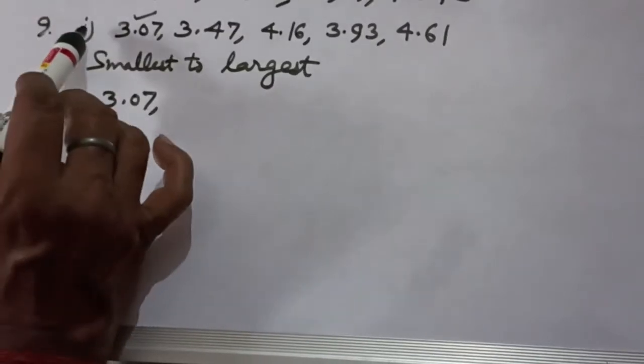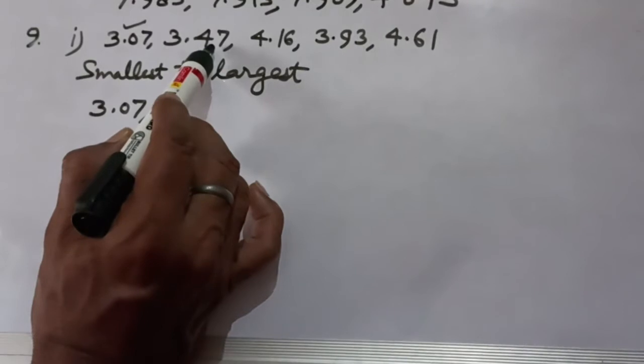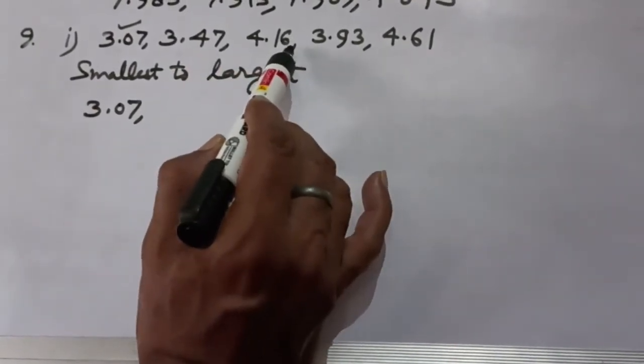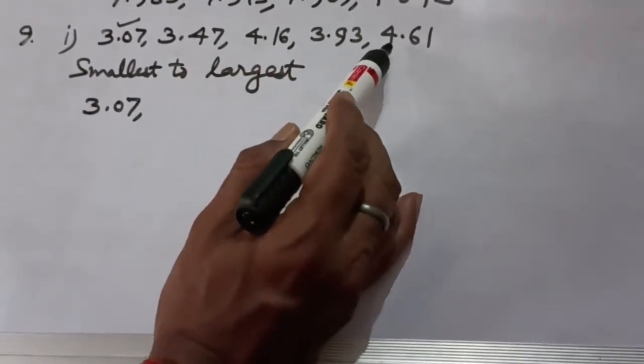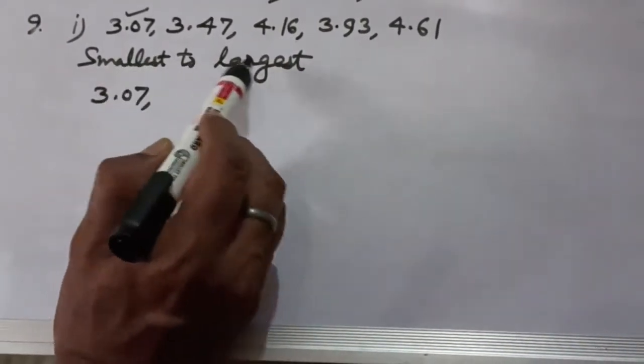Now question number 9, first part: 3.07, 3.47, 4.16, 3.93 and 4.61. You have to write from smallest to largest.